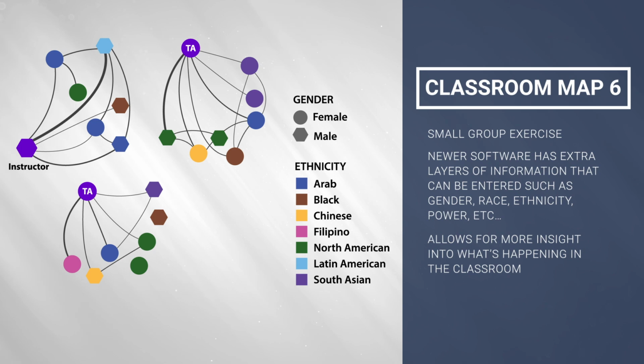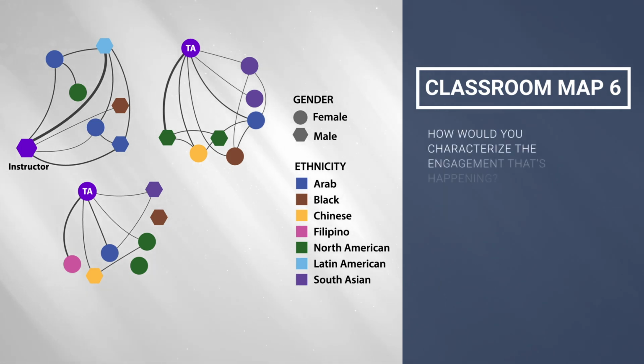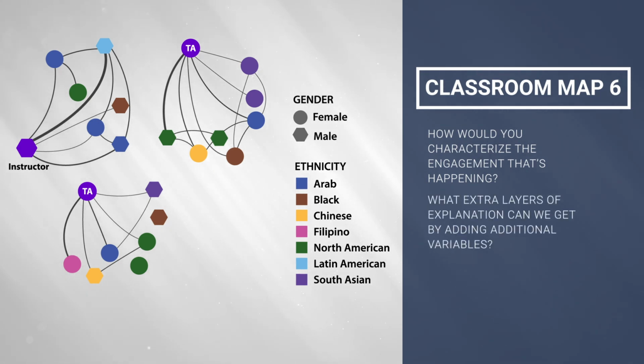The question I would ask you, again, would be, how would you characterize the engagement that's taking place now? What additional levers of explanation or layers of explanation do we get by adding some of these other variables, like gender, like race and ethnicity? What story is this map now telling about this classroom, this instructor, and this space? What happens when we put all these layers together?